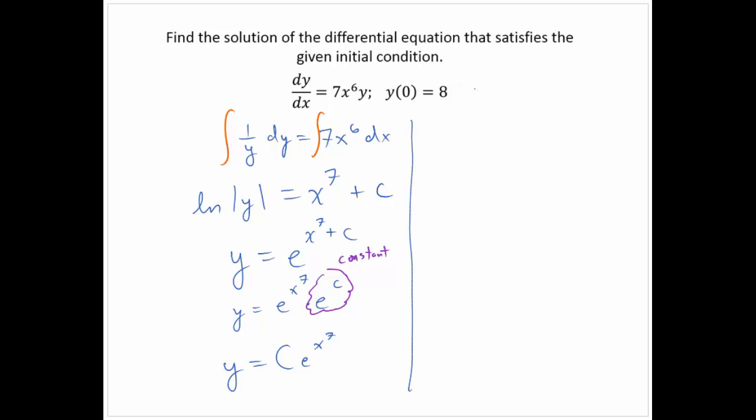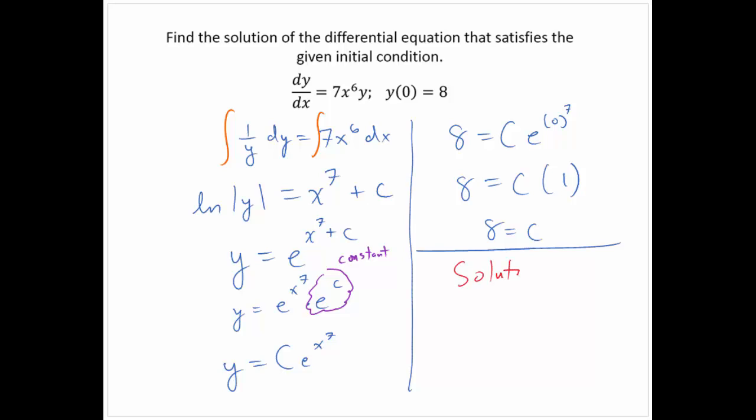Now, we're told that y of 0 is 8. So that implies that 8 is equal to c times e to the 0 to the 7th power. All right, so 0 to the 7th is 0. e to the 0 is 1. So 8 is equal to c times 1, which implies that c equals 8. So therefore, my solution to the initial value problem is y equals 8e to the x to the 7th power.